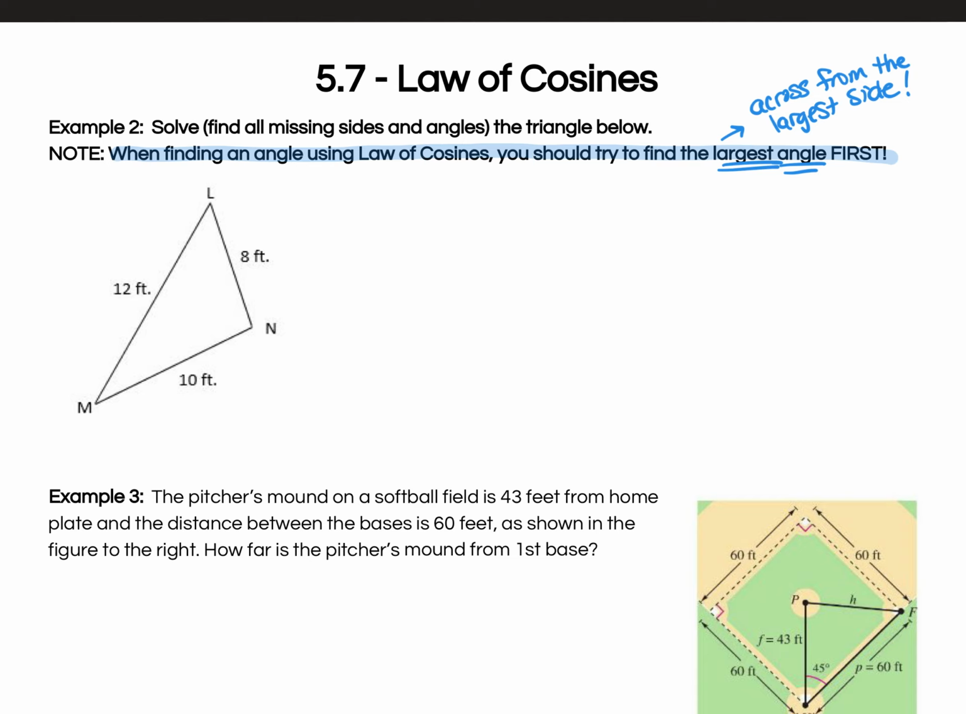So we'll go ahead and highlight again. Okay, I'm just highlighting the side and the angle across from it in the same color. And I'm actually going to go ahead and label my sides as well. So this will be little l, this will be little m, and this will be little n. So let's go ahead, and I think I highlighted that with the wrong color there.